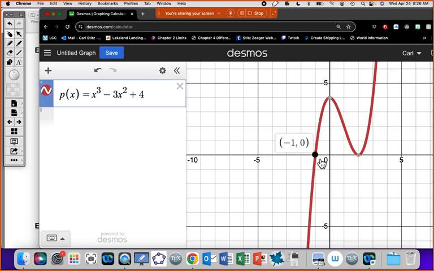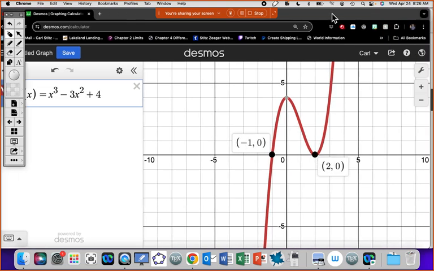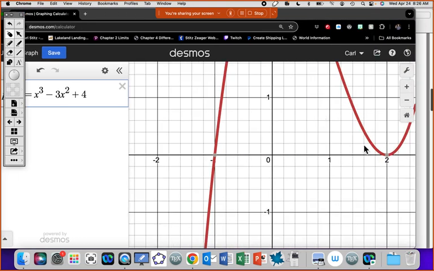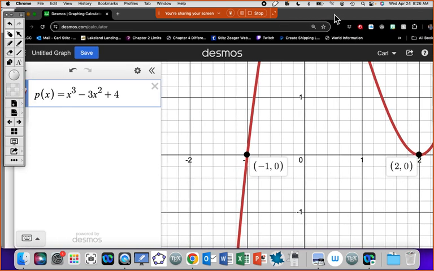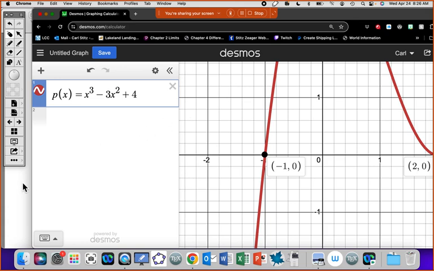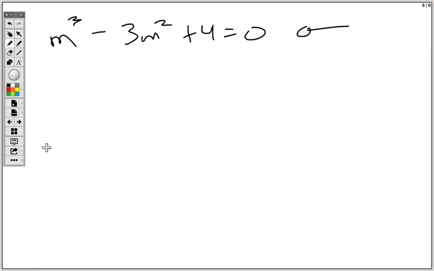Looks like -1 is a root, and it looks like 2 is a root. And the fact that the graph appears to bounce at 2 means that this 2 might be of a higher multiplicity. So how can we actually check this to be the case? Well, you can use long division or synthetic division to verify this.